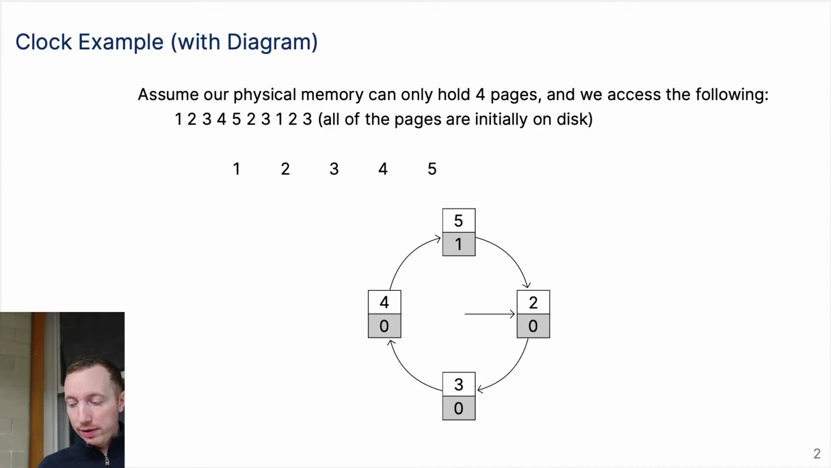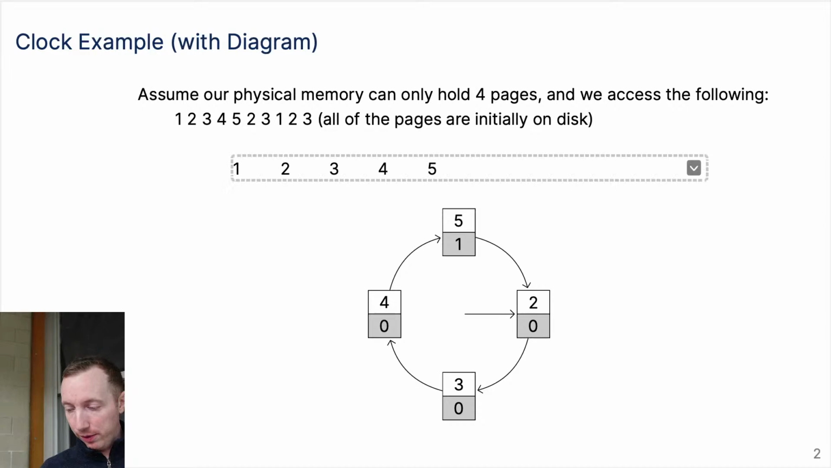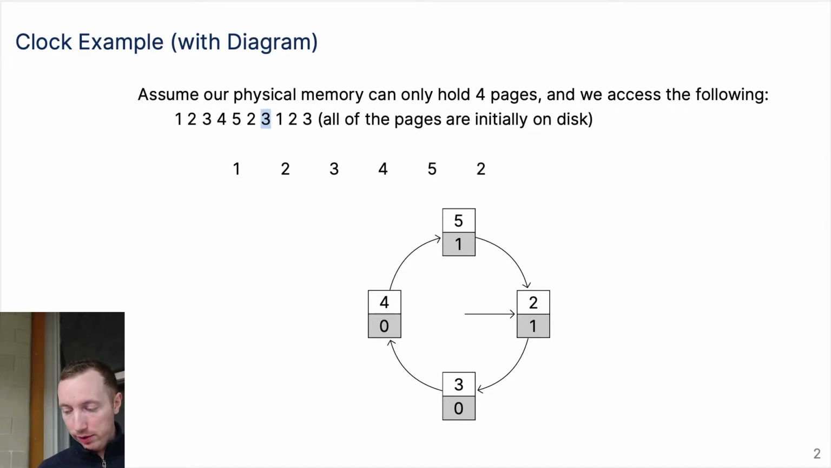And then whenever we access page 2, it's already in memory, so we don't want to monkey around with the hand. That would just be too slow. All we want to do is change 1 bit. So for the access to 2, it just changes its reference bit from a 0 to a 1. When you find it in memory, all you do is set the reference bit to 1.